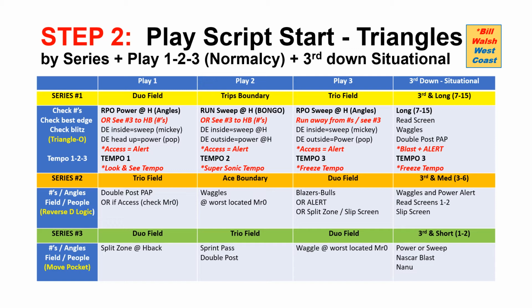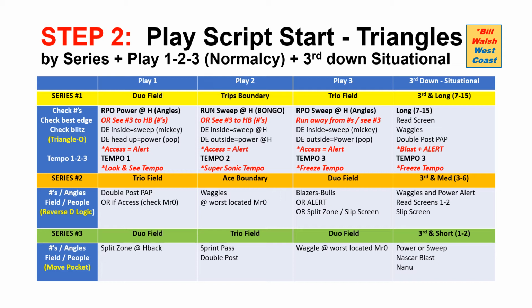Series 2 then is in the orange. What we like to do here now is reverse defensive logic. So we want to come out and think pass first. So you can see we're going to go double post, play action pass. Then we'll think waggles on play 2, move the pocket, and then play 3 if we're in normalcy, go back to basic blast play, or we can go to, if you're a split zone team, we can go split zone or slip screen. Again, alerts at any time.